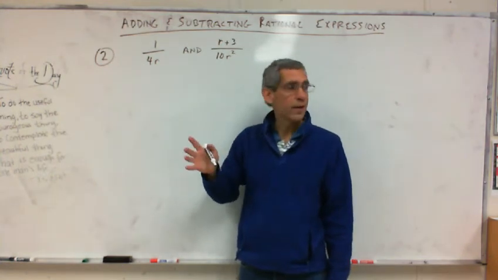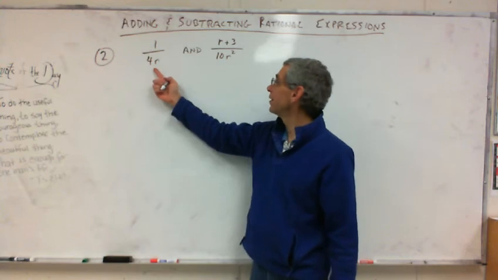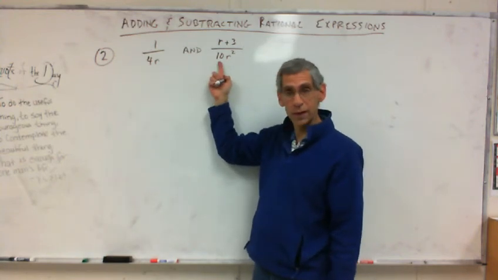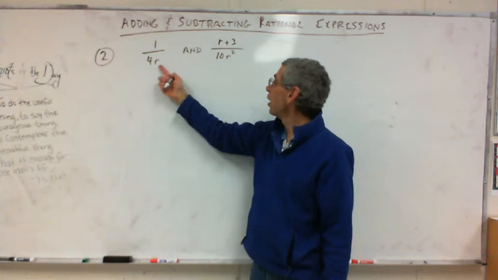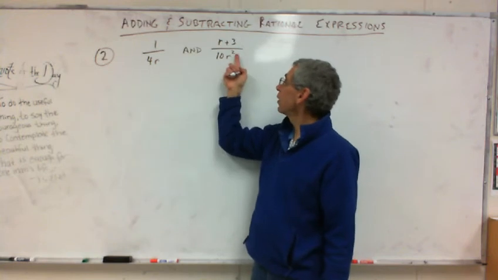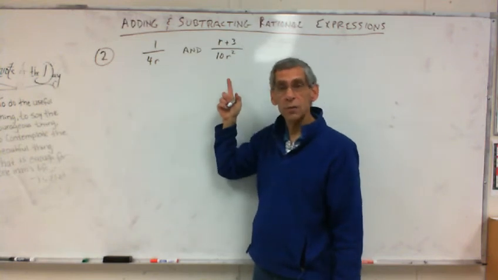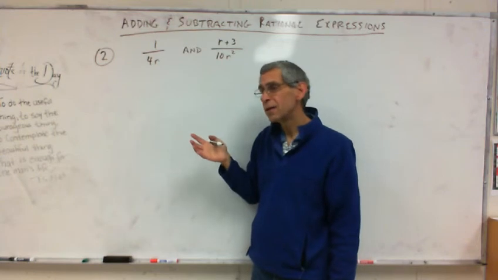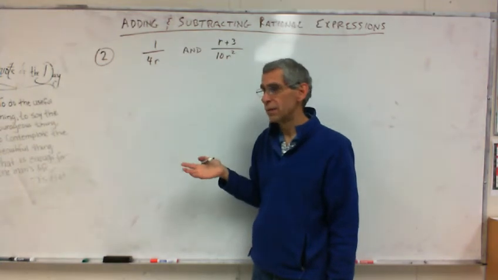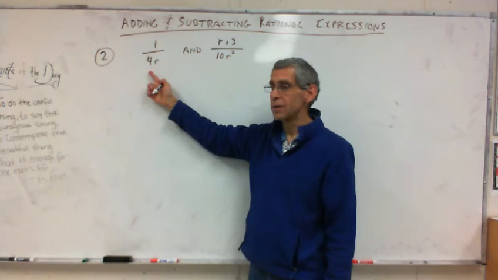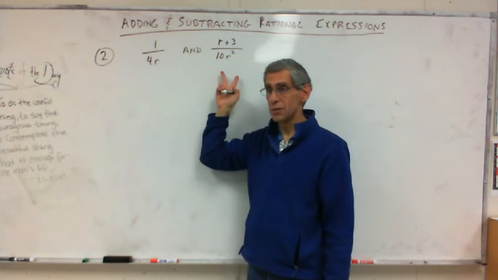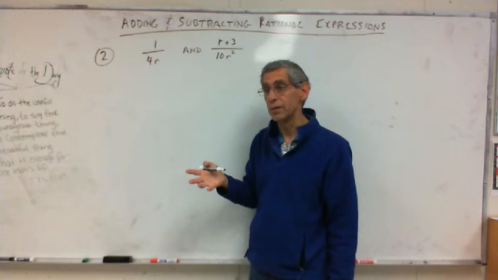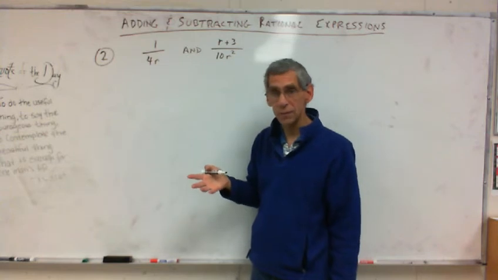You can always find a common denominator by multiplying this times this. I could do 4 times 10, it would be 40, and r times r squared would be r cubed. So I could do 40r cubed, but that's not my lowest common denominator. It's always a common denominator if I multiply this one times this one, but it's not necessarily my lowest. It might be my lowest, but it's not always my lowest.